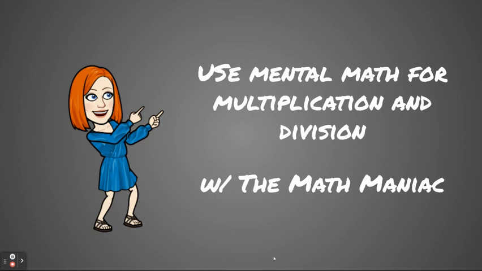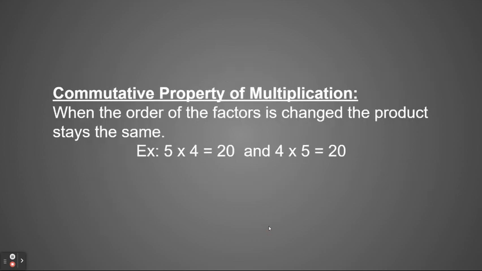Today we're going to be using mental math to multiply and divide. We're going to start by looking at the commutative property of multiplication. This property states that when the order of the factors is changed, the product stays the same. We learned this when we first learned about multiplication in third grade.